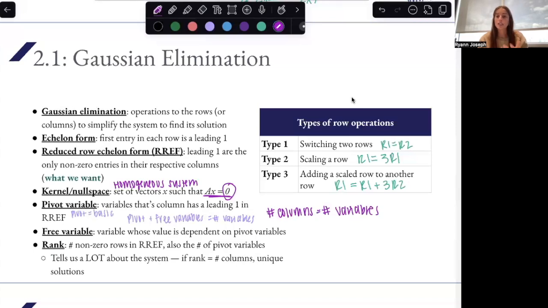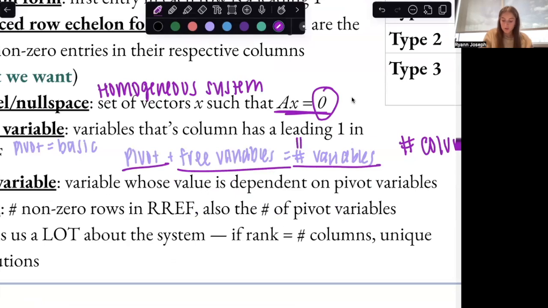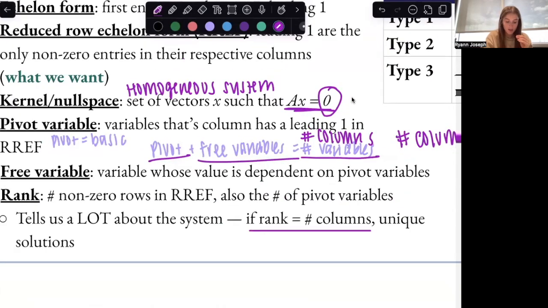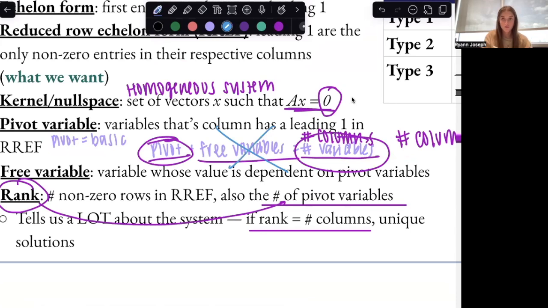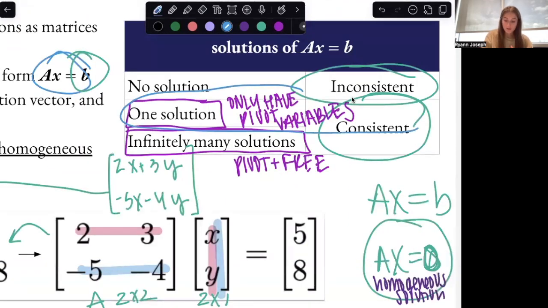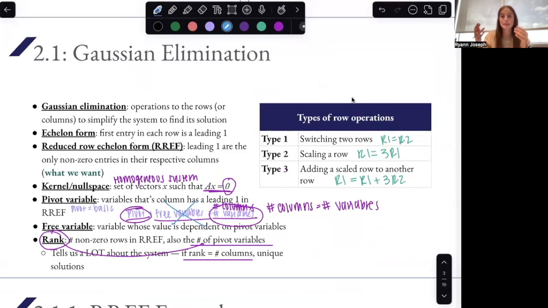So if the rank is equal to the number of columns, we have a unique solution, which occurs when we only have pivot variables, because in this expression, the pivot plus the free variables is the number of variables, which we also know is the number of columns. If the rank is equal to the number of columns, the rank tells us the number of pivot variables. That means this value is equal to this value, so we don't have any free variables. When we don't have free variables, we only have pivot variables and we have one solution. So we have unique solutions. All of these ideas are interplaying with each other.